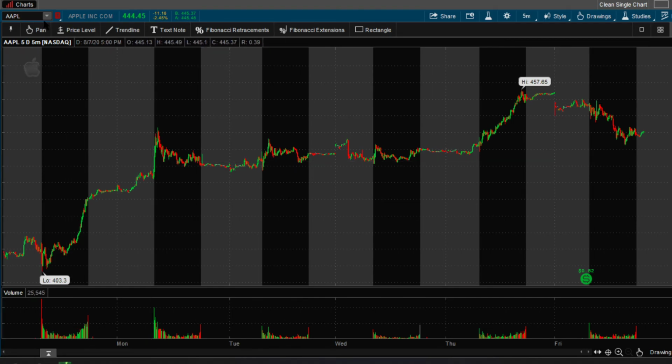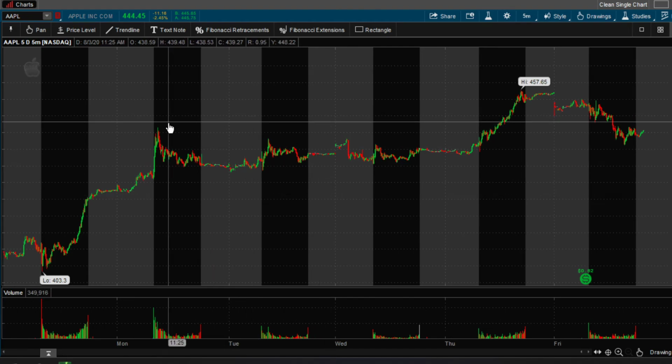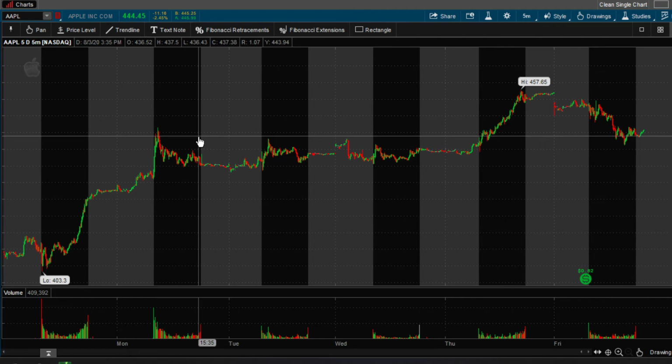Currently, this is Apple. I have no other indicators on here other than the volume on the bottom, and I will make a video on how to read the volume later. But today's topic is RSI and how to use the RSI to predict a trend, change the trend, to enter a trade, and so forth.